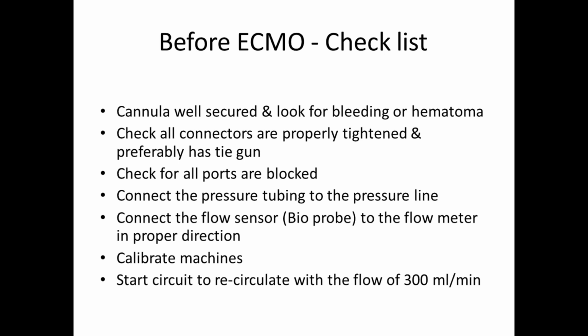Connect the pressure tubings to the pressure lines so that you can immediately monitor the pressures of the circuit. Connect the flow sensor to the flow meter in the proper direction.